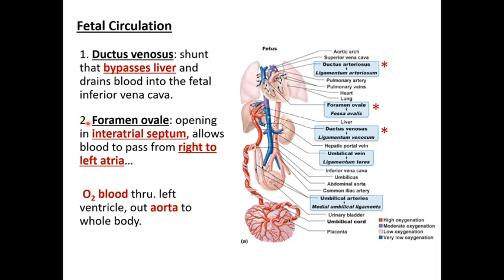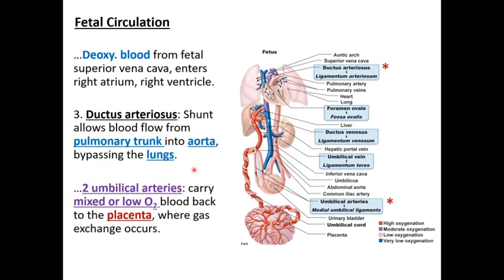So the foramen ovale is an opening in the interatrial septum, meaning an opening between the two atria, and blood will flow from the right atrium into the left atrium. Then the oxygenated blood will go down the left ventricle, out the aorta to the baby's body and provide oxygen within the developing fetus. So the developing fetus receives oxygenated blood within its tissues.